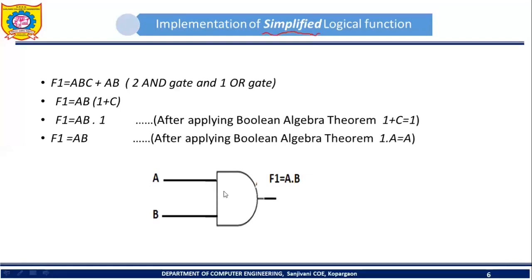So why is it simple? Because the number of components is less. So the number of wires required will be less. The cost of this circuit will be less. So there are multiple advantages of having a simplified digital circuit. That's why whenever any digital circuit is to be developed, you should try to obtain a simplified logical function.